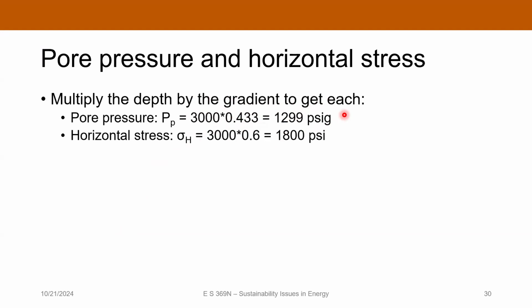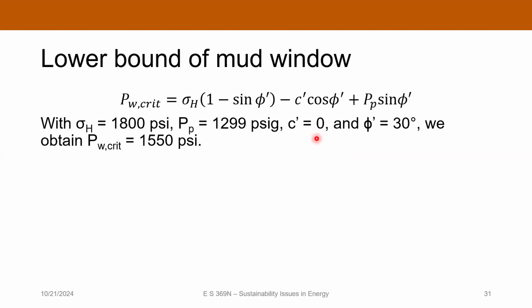That's fine. Similarly, the horizontal stress is going to be depth times gradient, and that gives us 1,800 psi, and that should also be psi gauge. Okay, so that's what the horizontal stress is. Now we can calculate the lower bound and the upper bound of the mud window in terms of pressure, using those equations that we derived.